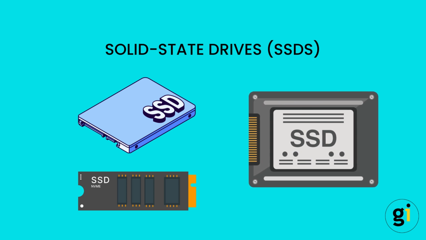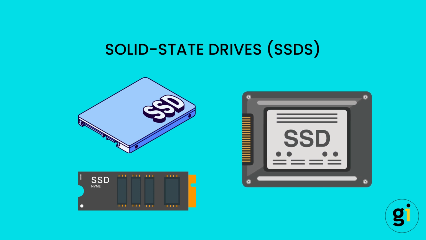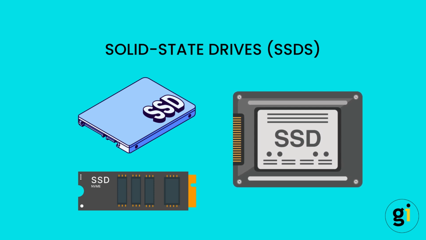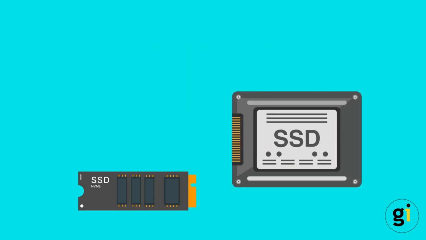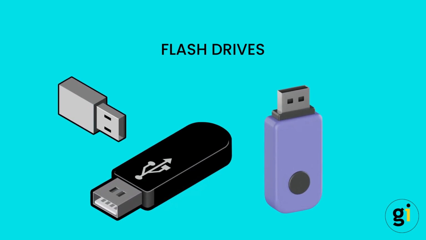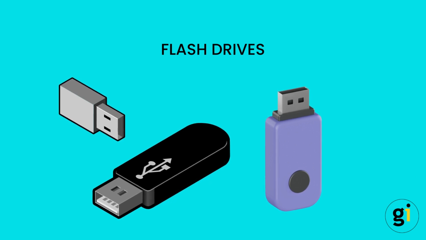Unlike hard drives, SSDs have no moving parts. They use flash memory, a type of non-volatile memory, to store data. SSDs offer faster boot times, quicker file access, and enhanced system responsiveness. Flash drives, also known as USB drives or thumb drives, are small, portable storage devices that connect to computers via USB ports. They use flash memory, similar to SSDs, to store data. Flash drives are widely used for quick data transfers and portable storage needs.